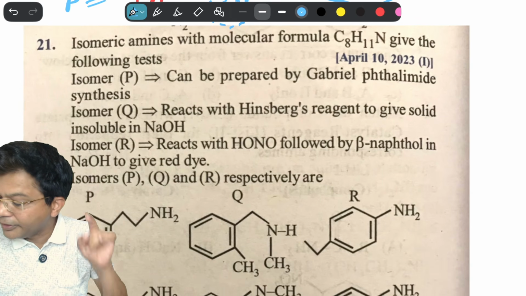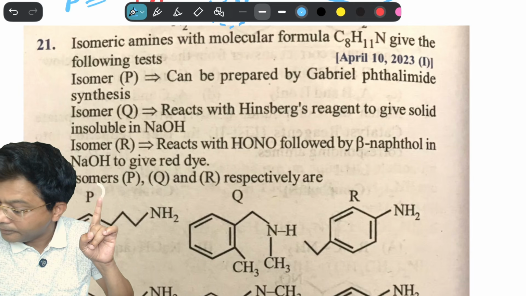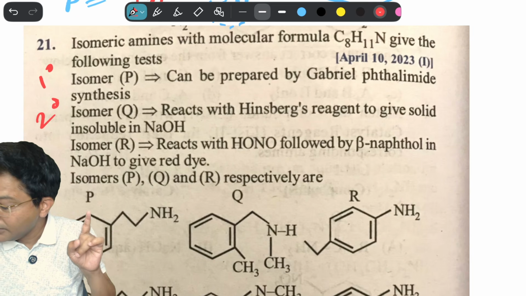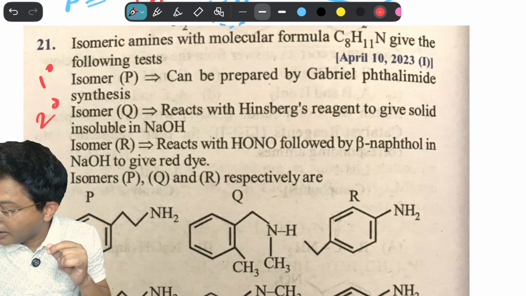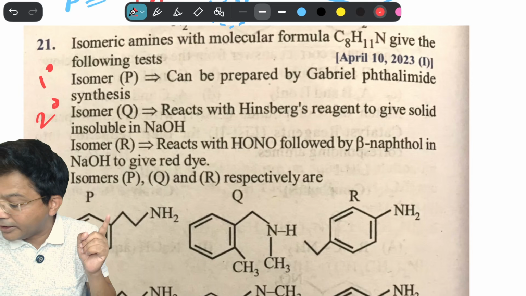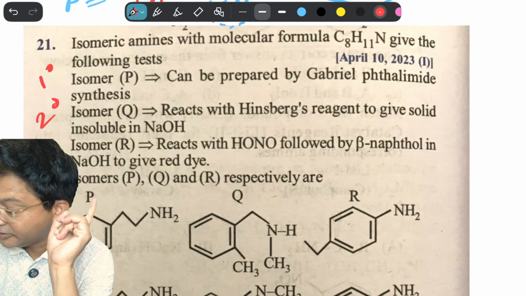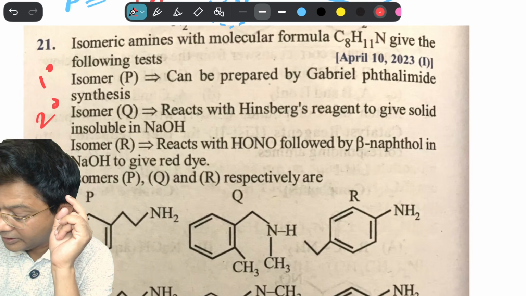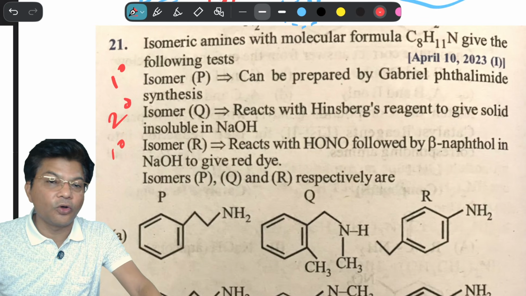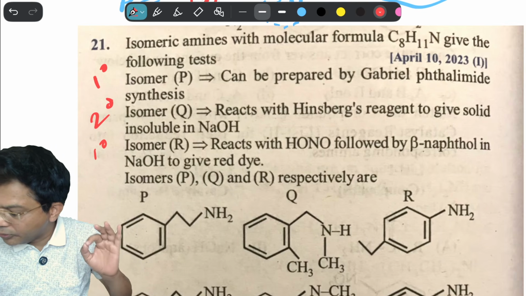Now, Q reacts with Hinsberg reagent to give solid insoluble. That means Q is 2 degree amine. This is 1 degree. This is 2 degree. R. Where is R? Okay. R reacts with nitrous acid followed by beta naphthol in NaOH to give red dye. R reacts with nitrous acid, this is benzene diazonium chloride. That means it is 1 degree amine, because beta naphthol, that is not given in NCERT, but I have taught you that it's a coupling reaction, right?